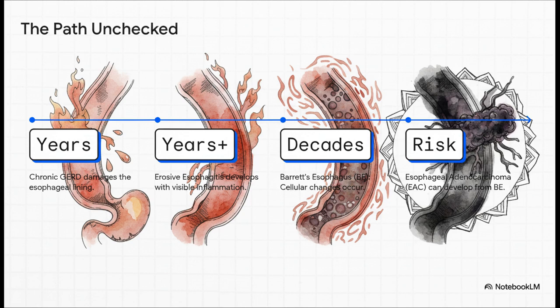Now, in some people, the body responds to this constant injury by changing the actual cell type of the esophageal lining. That process is called metaplasia, and the result is Barrett's esophagus. The problem is, this new tissue is unstable, and it has a much higher risk of progressing to esophageal adenocarcinoma, which is a very deadly cancer.